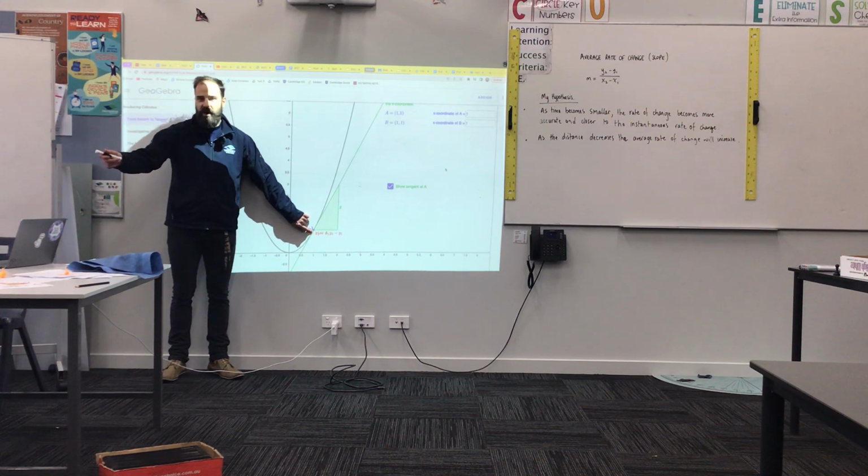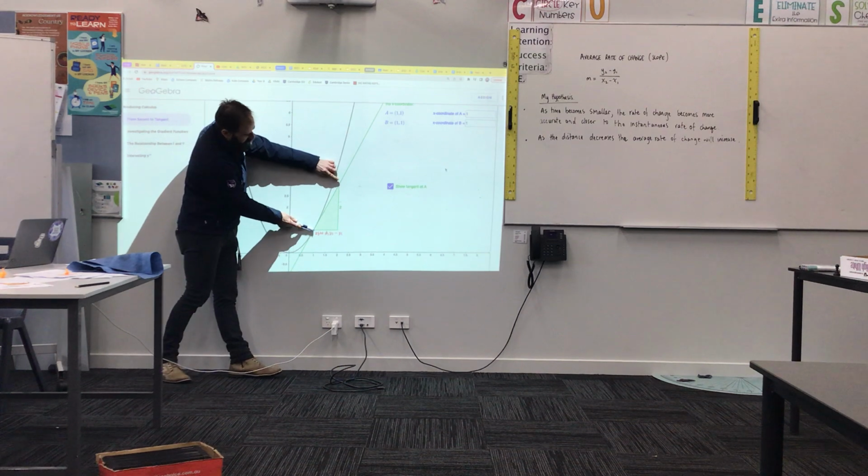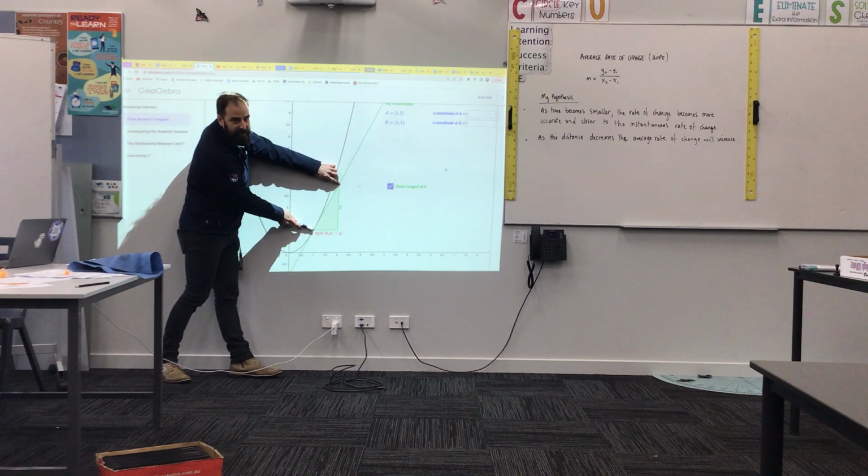Once I've drawn a linear line, a tangent line, that represents how steep the graph is at that 1 point, I can then select 2 points on that line and do rise over run for that line. And that's a second way that we can estimate the instantaneous rate of change.